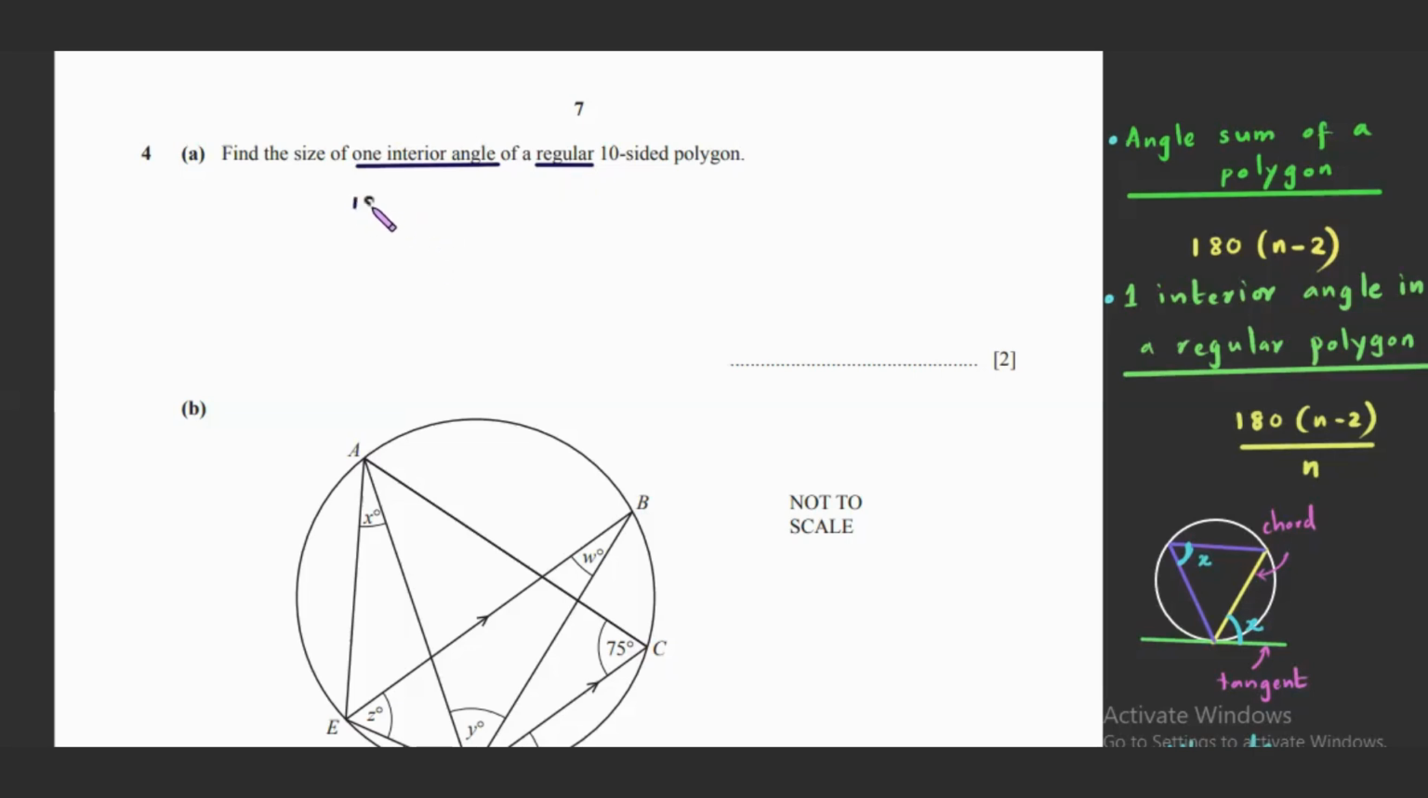So we use the formula 180 times (n minus 2) divided by n. N is the number of sides, so that's going to be 10. So this will be 180 times (10 minus 2) divided by the number of sides, which is 10. So 180 times (10 minus 2) over 10 is equal to 144 degrees. Let's move on to the next question.